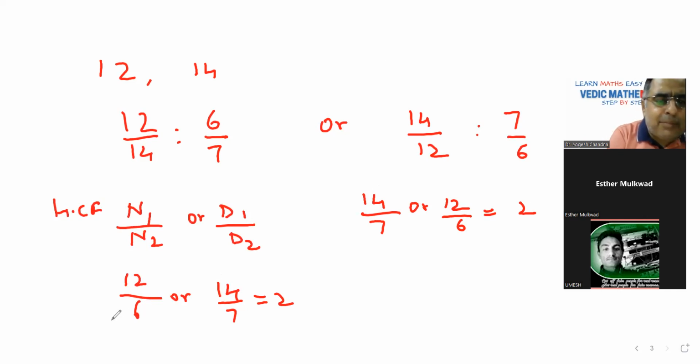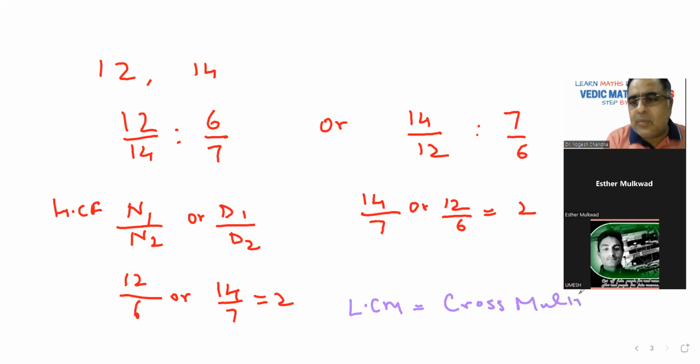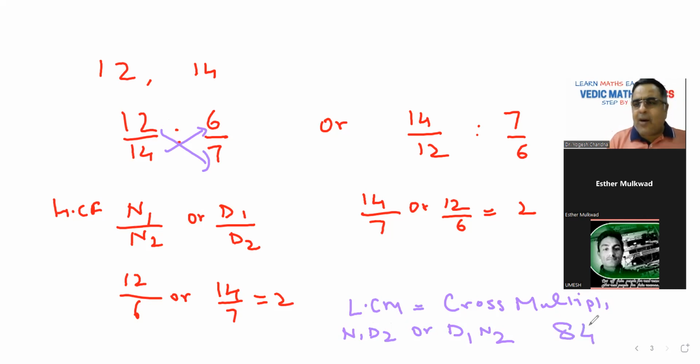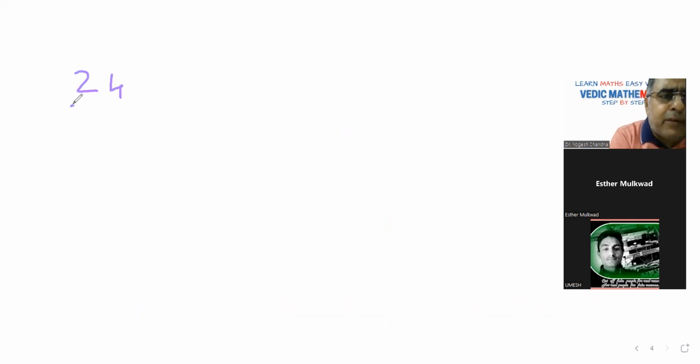And talking about LCM, LCM is found by cross multiplication, Urdhva Sutra. So it would be N1 D2 or D1 N2. So either 14 into 6 is 84 or 12 into 7 is 84. So LCM is 84. Is it clear now? Yes, sir. Yes, Umesh? Yes, sir, clear, sir. Okay. So very simple thing. Another simple example, 12, 20.